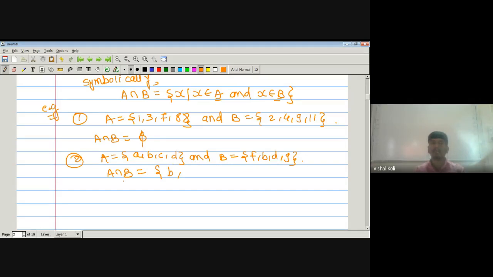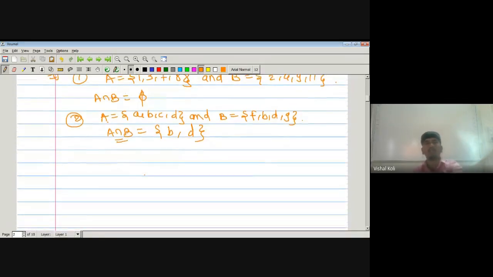Again, d is an element which belongs to both sets A and B, therefore d is a member. Now f is a member of set B but is not present in set A, so it is not a member of A intersection B. Similarly, g is a member of B but not of A, so it is again not in the intersection. Therefore, the intersection of A and B contains only two elements, b and d, since they belong to both sets A and B. In this way we can find the intersection of any two sets.